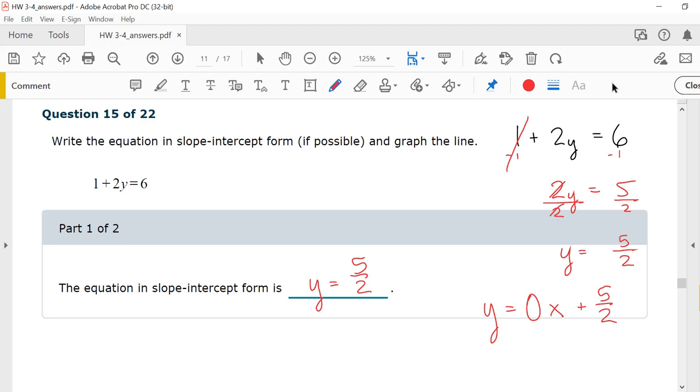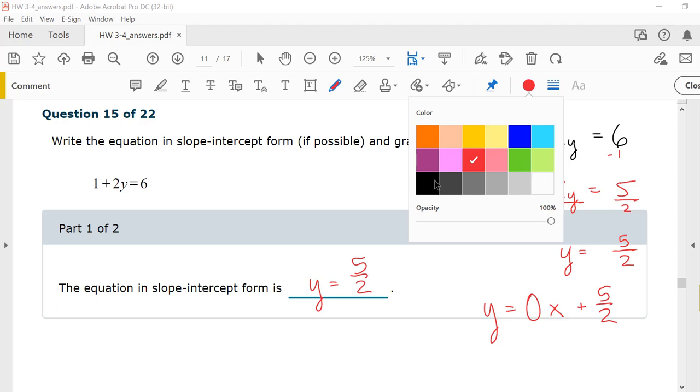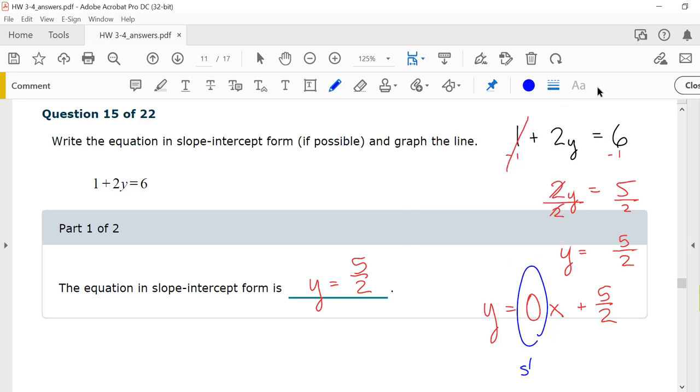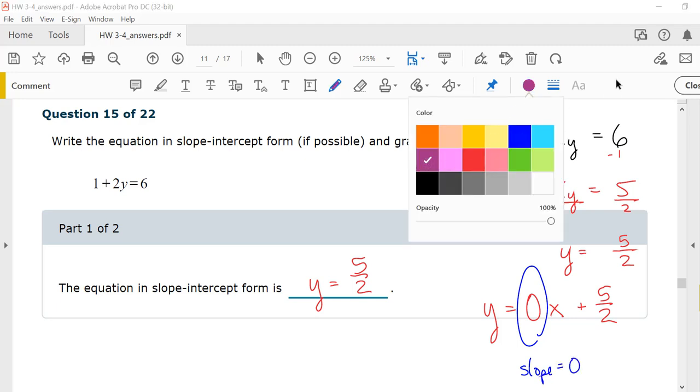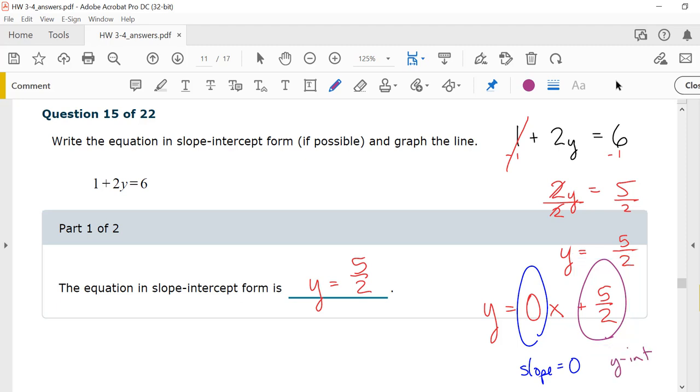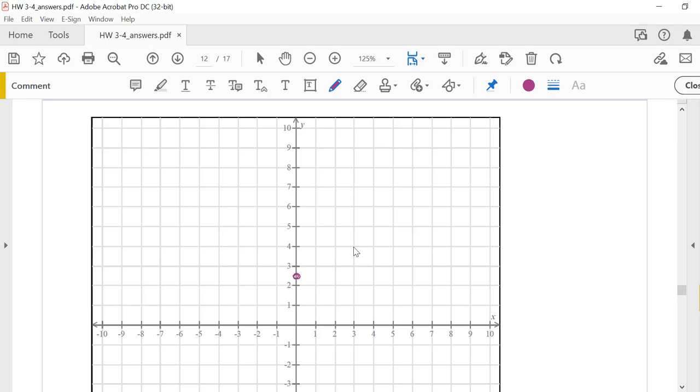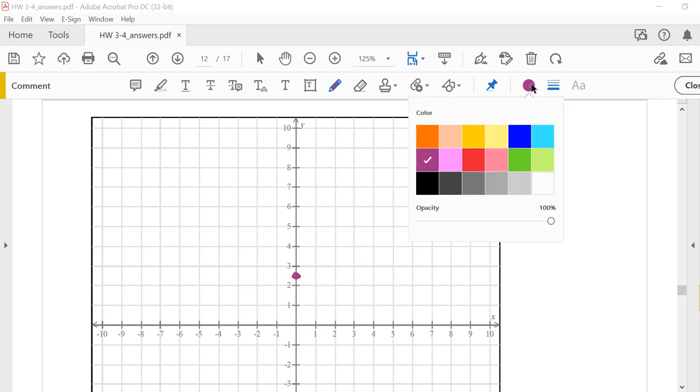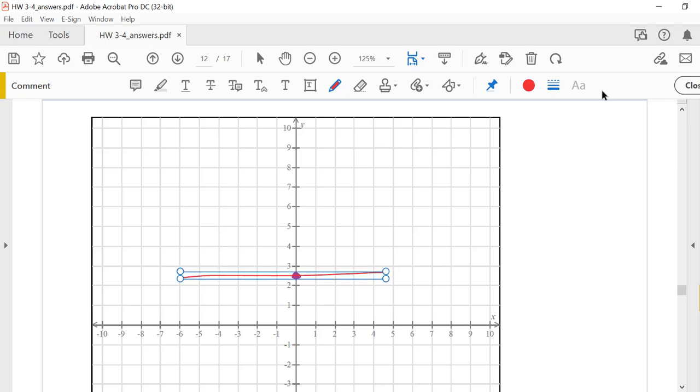Now, y equals a number. Y equals a number is a horizontal line. There's no x, so the slope is 0. The y-intercept is 0, 5/2. So if I were to go graph this, 0, 5/2 is right here. Now a slope of 0 looks like that. So you have y equals 5/2. No matter what x is, y is always 5/2. It could be 1, 5/2, 2, 5/2, 0, 5/2, -3, 5/2. Y equals a number is a horizontal line.